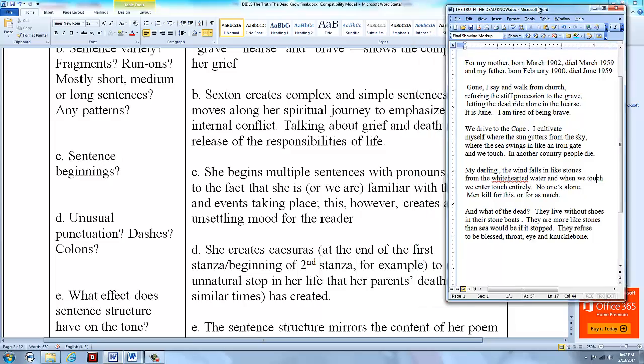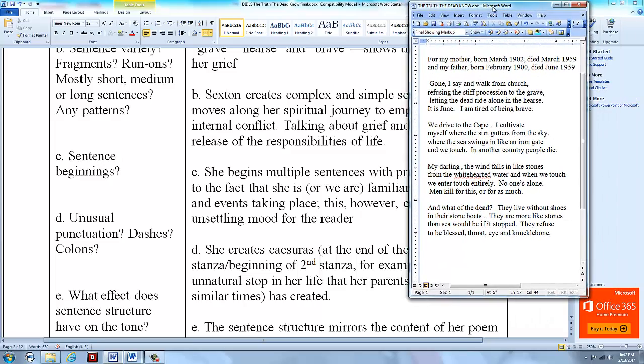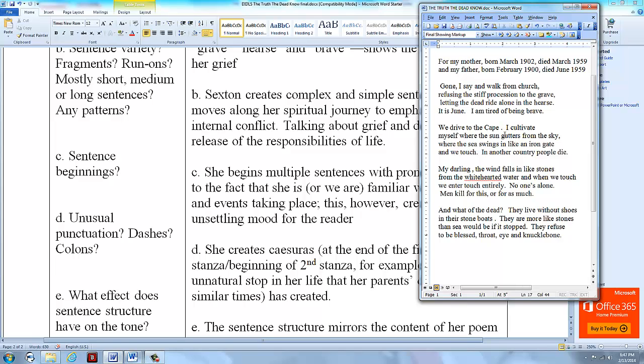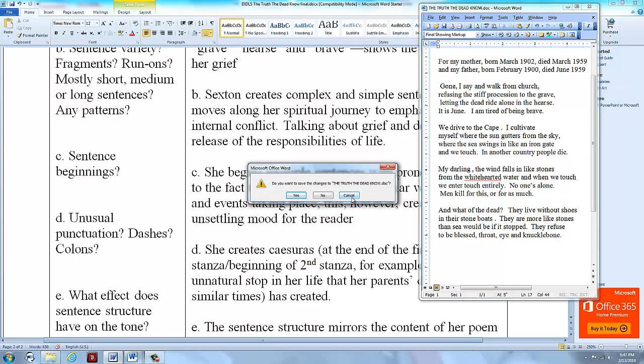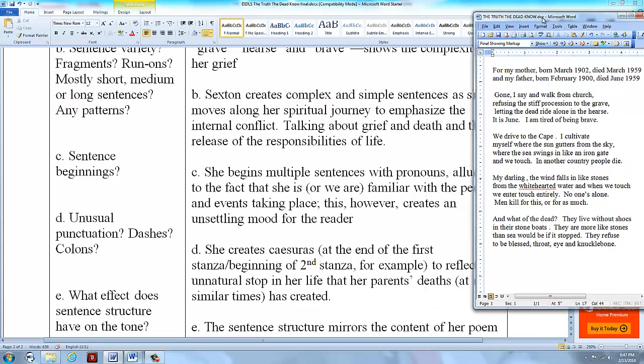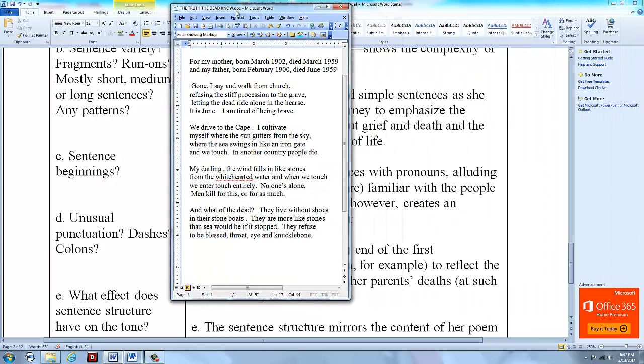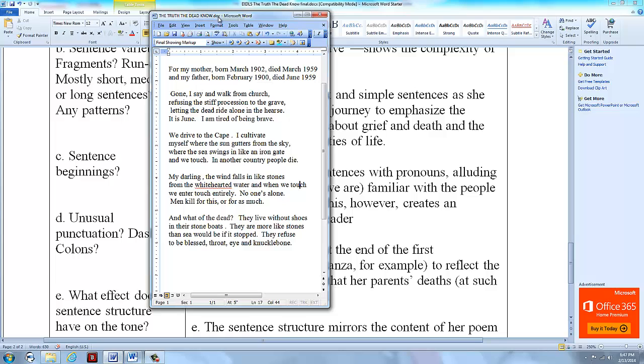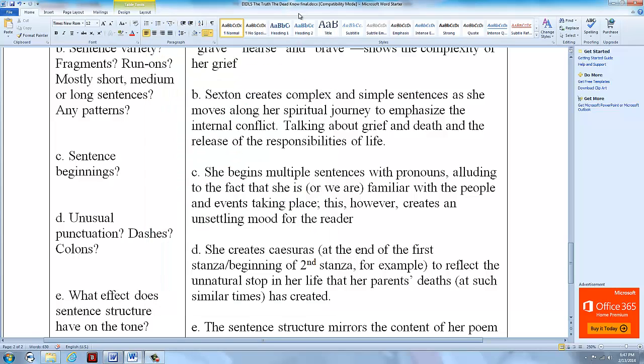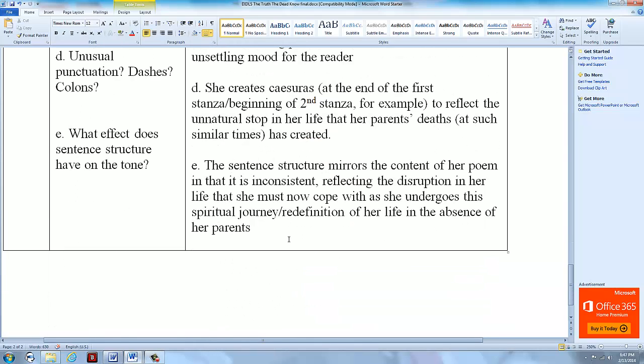She does create caesuras at the end of the first stanza and the beginning of the second stanza. And I think what you'll see is that it reflects the unnatural stop in her life due to her parents' death. So pay attention to that. Again, caesuras, if you're struggling with that term, remember a caesura is a pause in poetry. So go back to your literary terms list, because this is going to be used by both of our poets quite often. And then the final thing that we're going to look at is the effect on the tone.